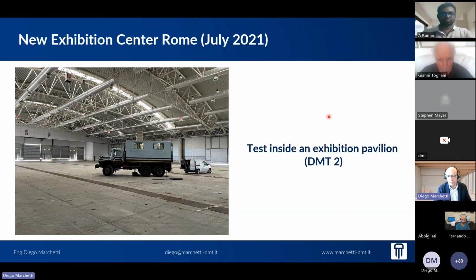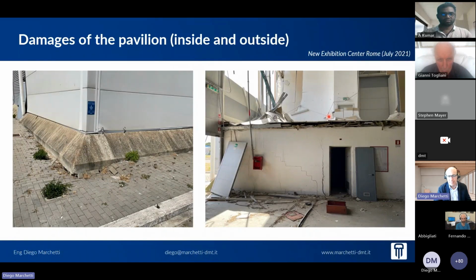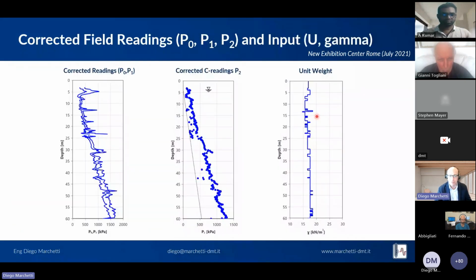So this is an exhibition pavilion in Rome, where you see there are many problems due to geotechnically incorrect design. But what I want to show you are the results. You see the A and B corrected readings, very close to each other, showing basically a clay, because we know that when the readings are close to each other, ID is indicating a clay. And when the readings are far apart, we are in sand.